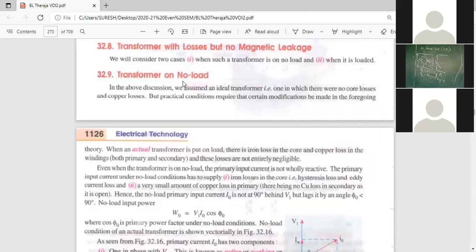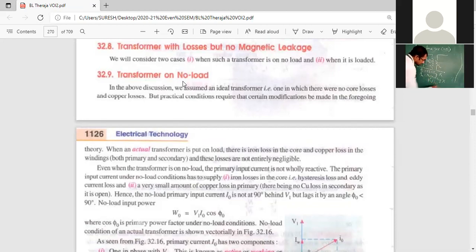Why is it called the open circuit test? Because the secondary winding is open. See here, N2 is open circuited. The terminals of the secondary winding are open circuited. In the open circuit test, we have to apply the rated voltage. Let us take the transformer rated voltage as 230 volts, and rated current is 5 ampere. In our lab, we have a single phase transformer with maximum rating of 230 volts.